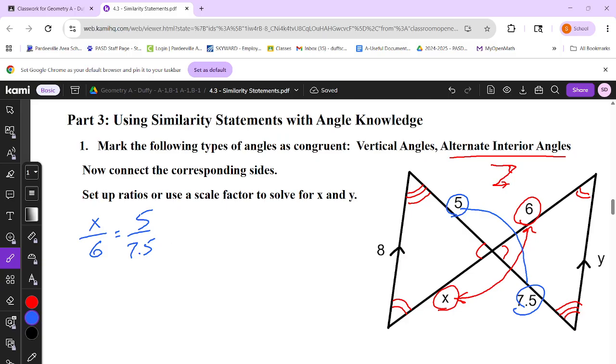Cross multiply, 7.5x equals 30. And then 30 divided by 7.5, I believe, is 4.